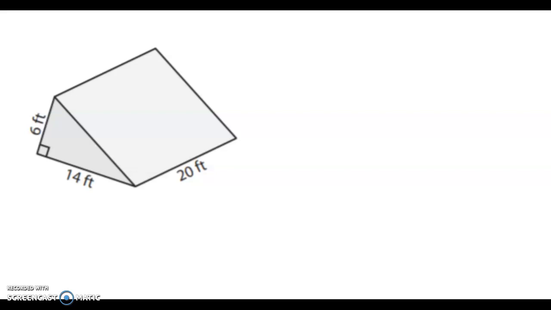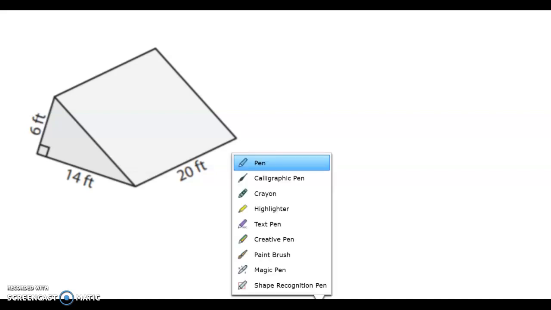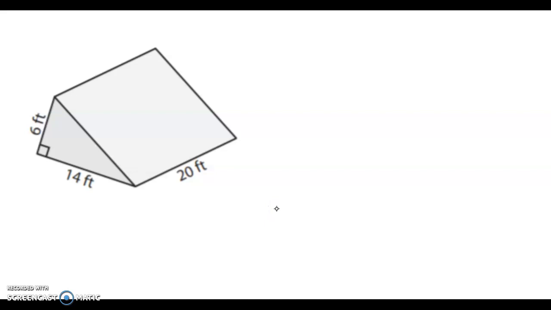Alright, this is my practice demo for Screencast-O-Matic. I'm going to do the volume of this triangular prism, and we're going to focus on two things: the base, which is a triangle, and what we call the height of this solid figure, which is 20 feet.